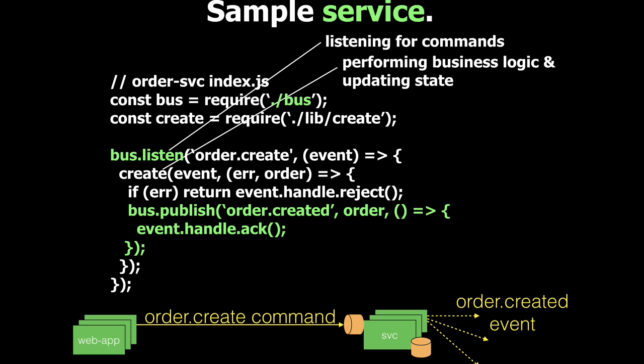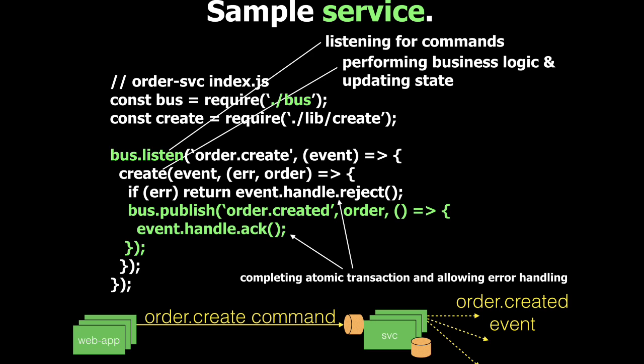Notice that we're listening for commands. We perform the business logic like we said. And we also have these reject and ACK calls. These are important because, like we said, there's two scenarios here. We either create our order or we fail doing so. If we fail doing so, we still want to get that message off of the queue, so we don't have what's called a poison message.